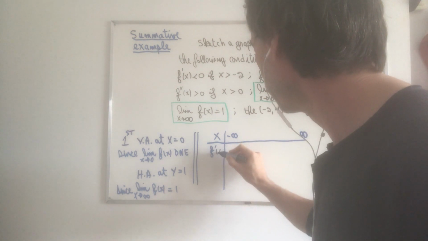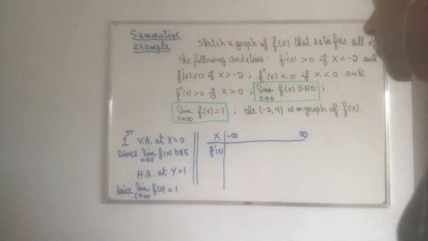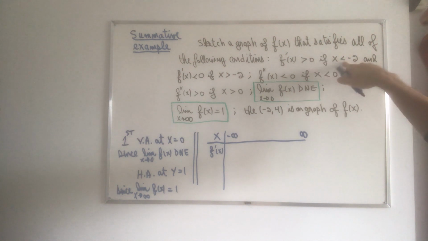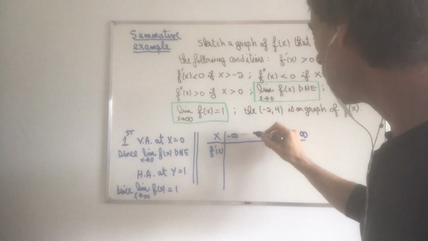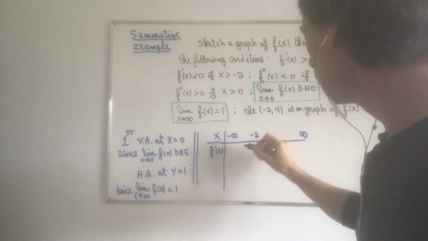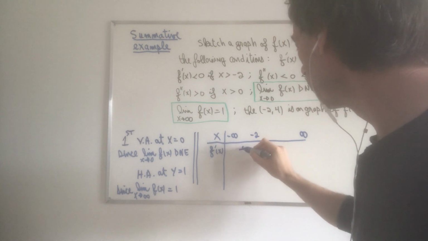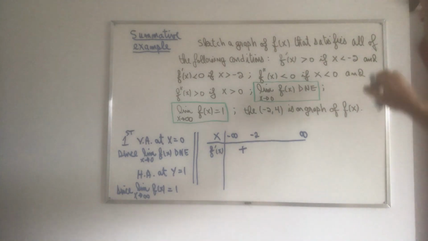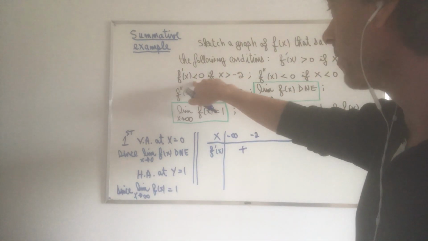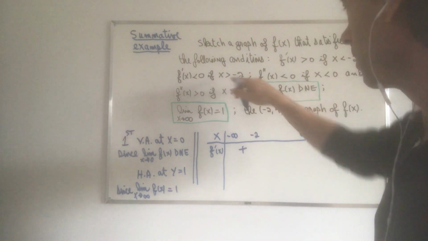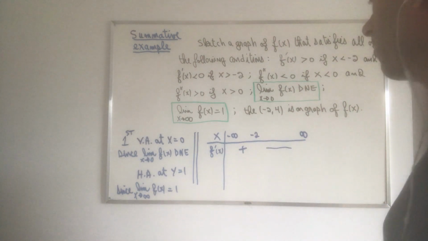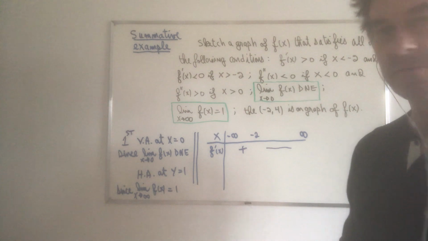with f prime. What do we know about f prime? Here, f prime is positive when x is less than minus 2. So why don't I put minus 2 here and say that f prime is positive? That would make sense, right? And we also know that f prime is negative when x is larger than minus 2. So f prime is negative when x is on the right of minus 2.